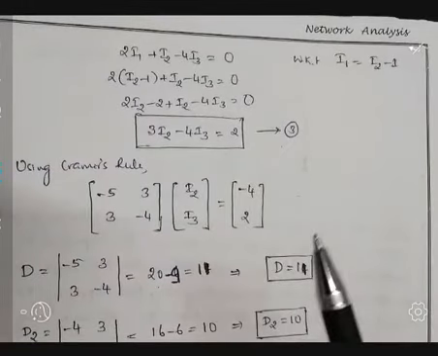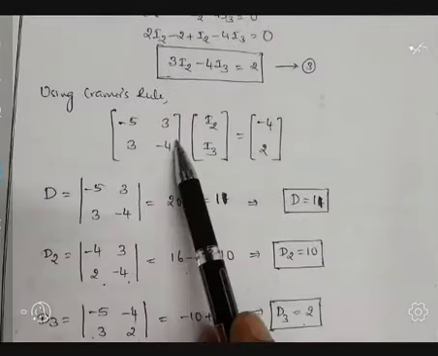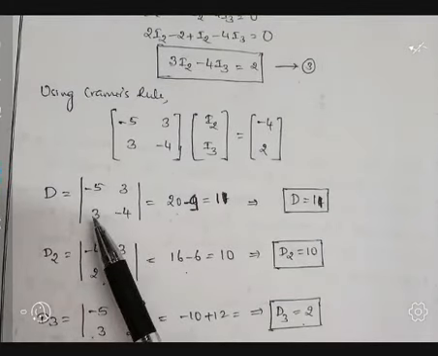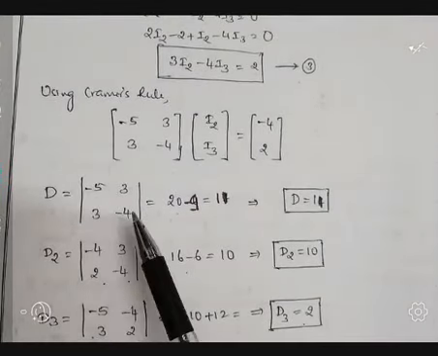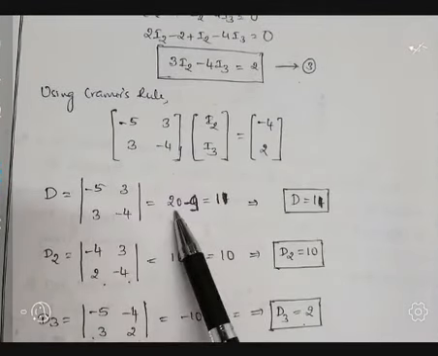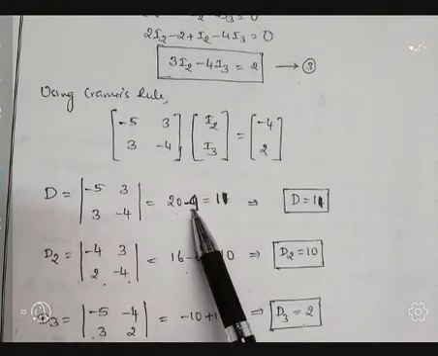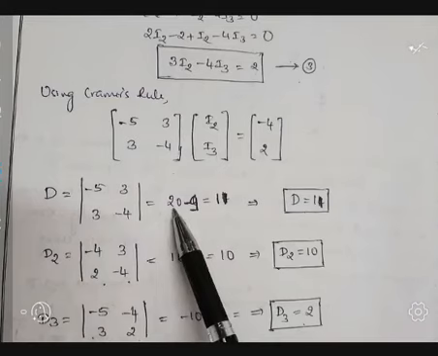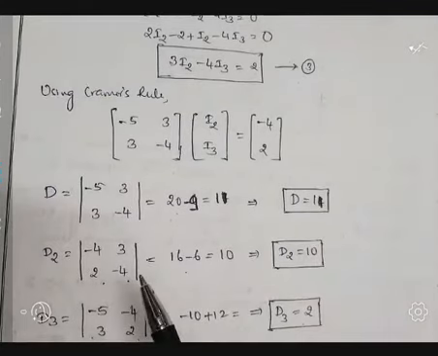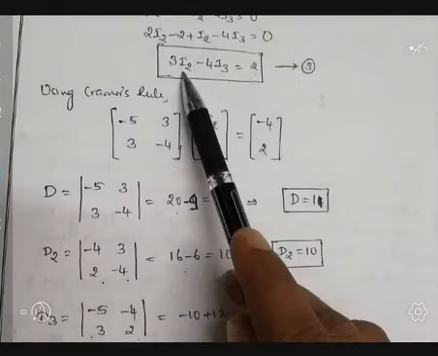So first I will find the determinant. I will take this, find the determinant, minus 5, 3, 3, minus 4. Minus 5 into minus 4, minus into minus plus, 5 into 4, 20. Minus 3 into 3, 9. Hence 20 minus 9, it is 11. D equal to, determinant is 11. Next, we want to calculate the I2. I2 is what? D2 by D.